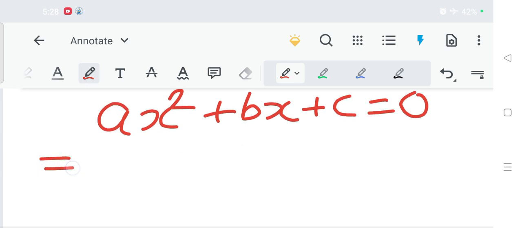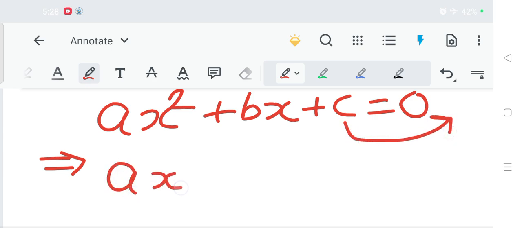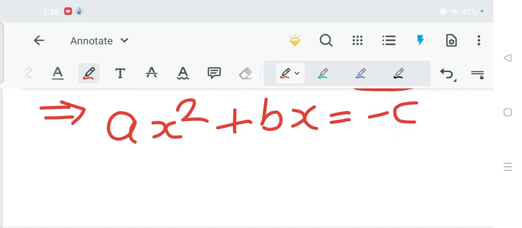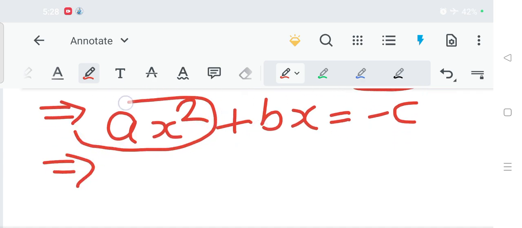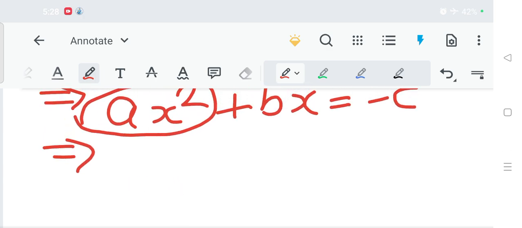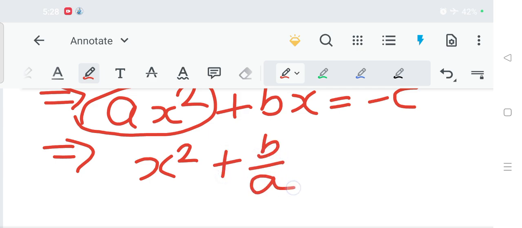First of all, transfer the constant c to the other side. You will get ax² + bx = -c. Now divide the whole equation by the coefficient of x², that is a. So you will get the equation x² + (b/a)x = -c/a.